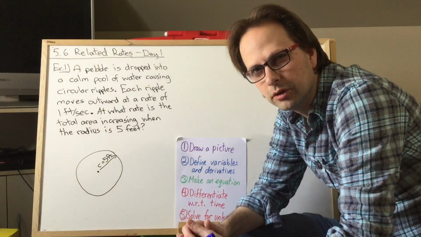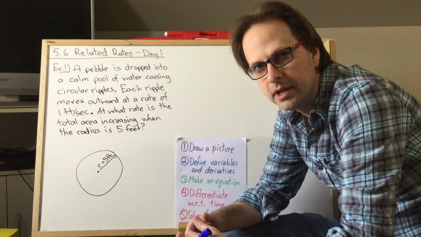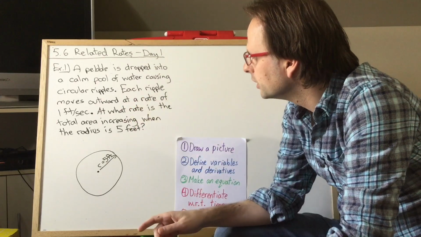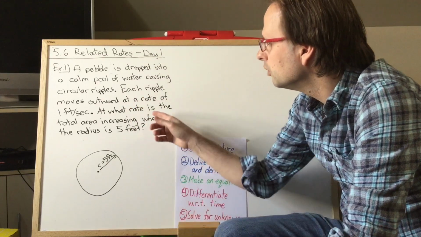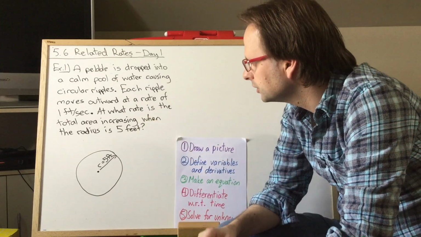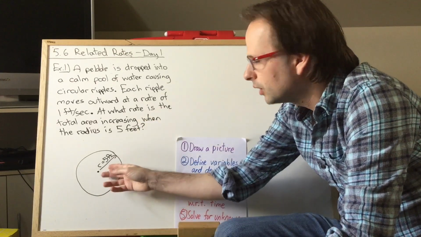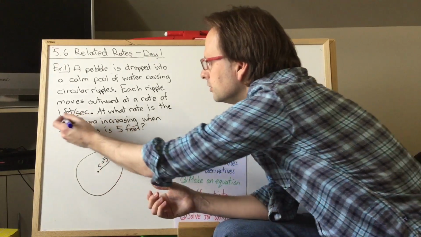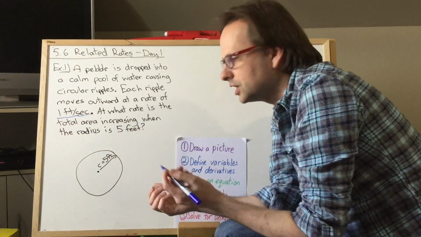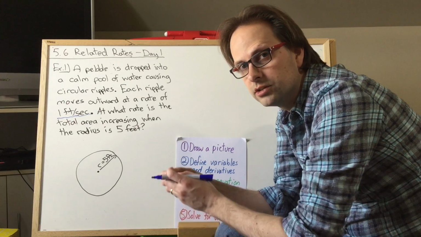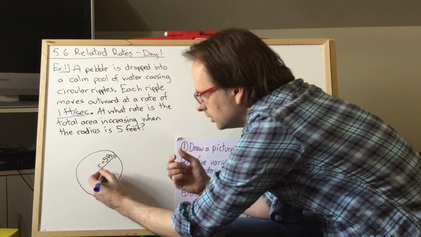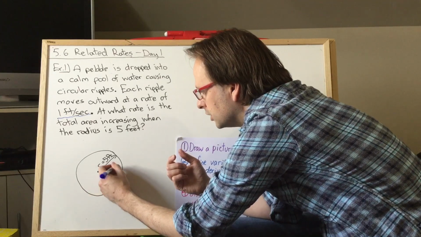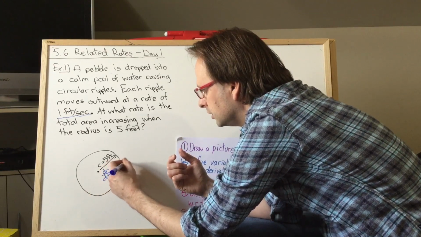Now that we've seen what it looks like, maybe we can add more information to our diagram. So each ripple moves outward at a rate of 1 foot per second. What rate is the total area increasing at when the radius is 5 feet? So at this instant, the radius is 5 feet, but it's also getting bigger. This right here is a rate of change, and it's the rate of change of radius. So that is dr by dt. And we know it to be 1 foot per second.